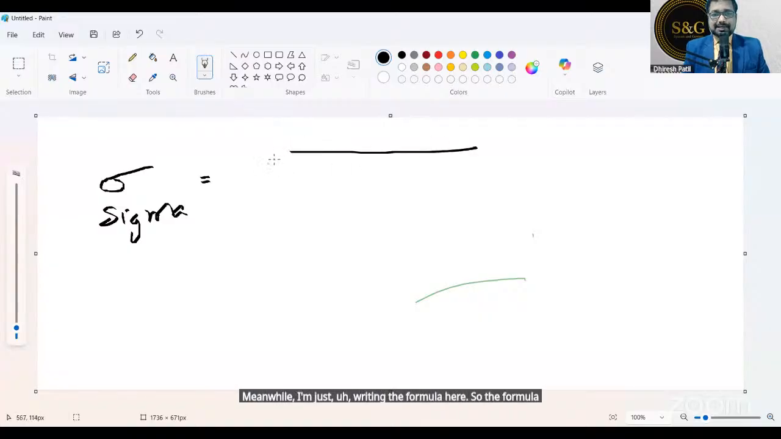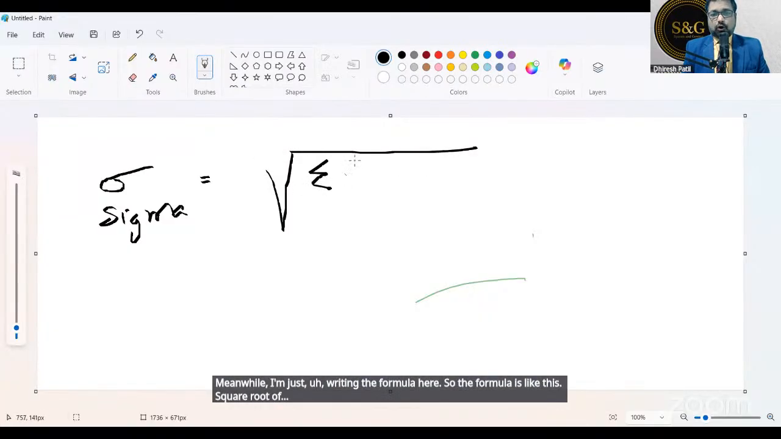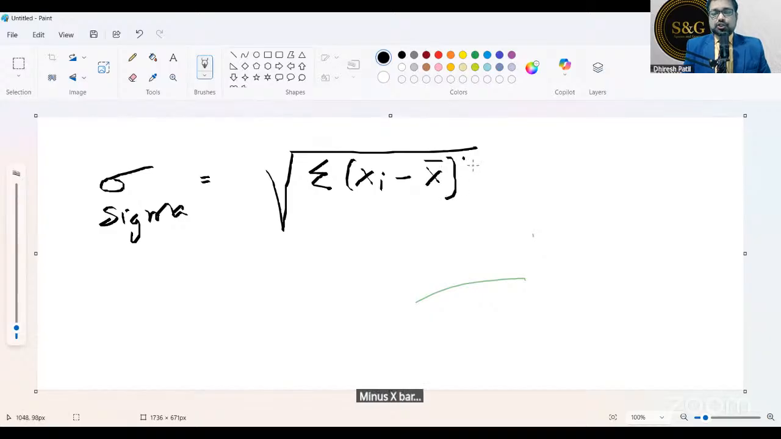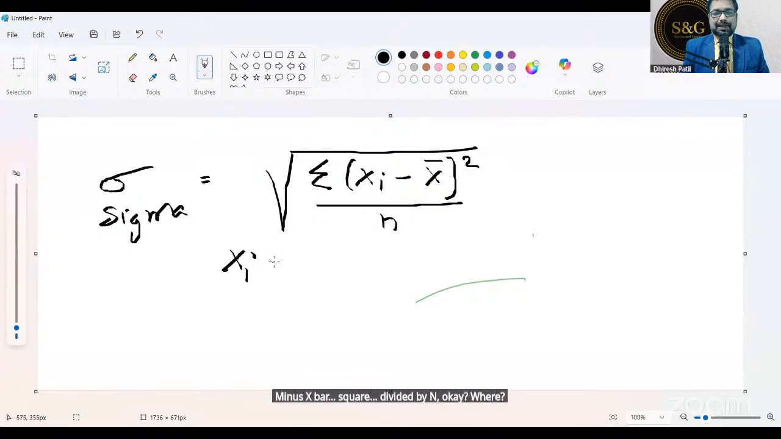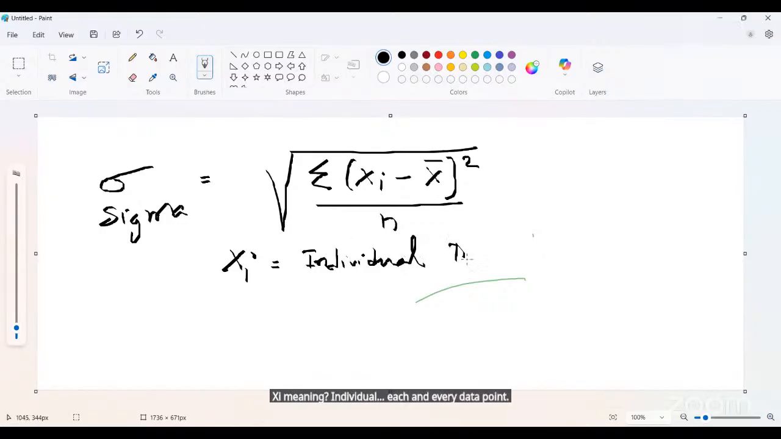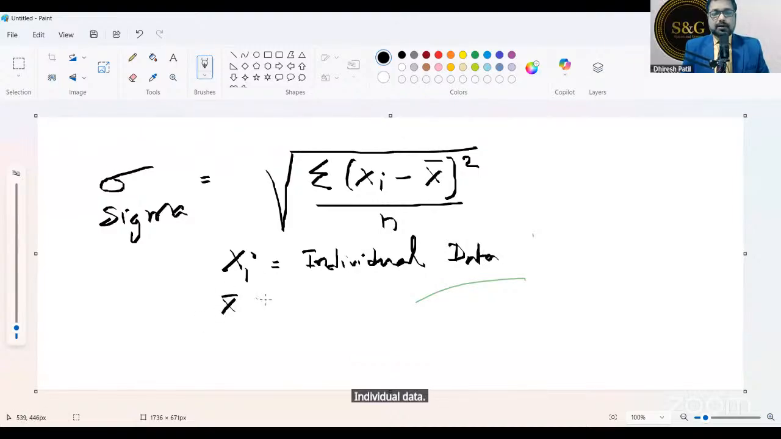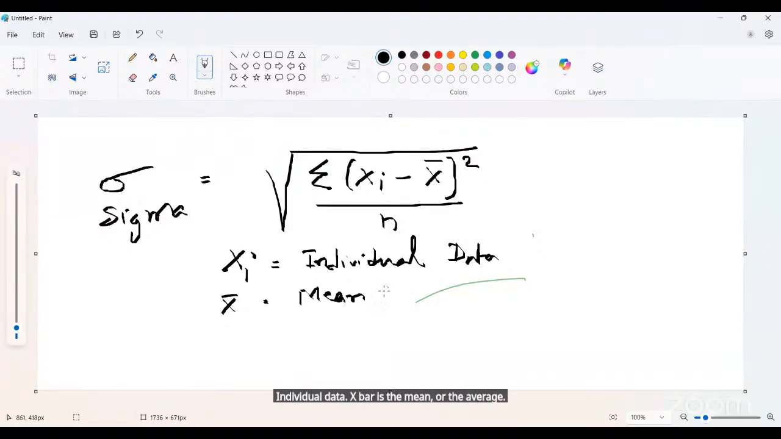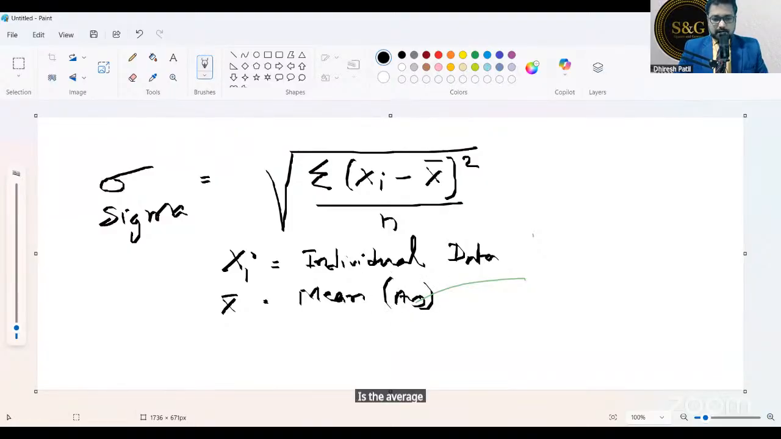So the formula is like this: square root of summation of (xi minus x bar) squared, divided by n. Where xi means each and every individual data point, x bar is the mean or the average, and n is equal to the number of data points. We had taken 5 data points in this case.